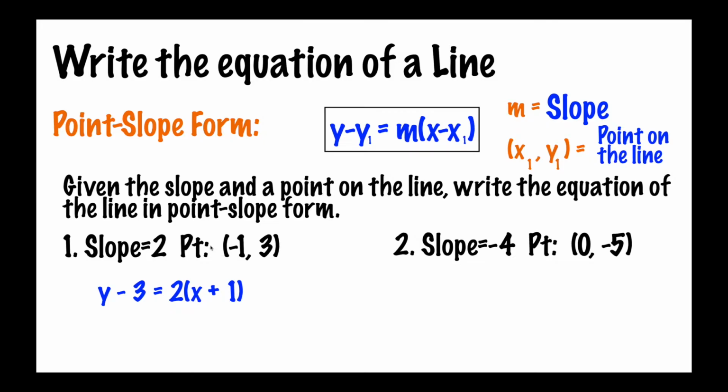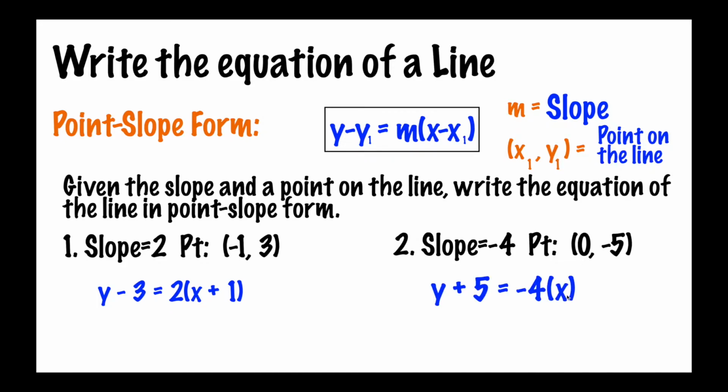Now what happens here, again, I said y minus our y value of 3 is equal to m times the quantity. X minus a negative 1 is going to turn this into x plus 1. And this ends up being the equation. So we do the same thing for number 2. Here I'll have y minus a negative 5, which really becomes y plus 5, is equal to negative 4 times the quantity x minus 0.